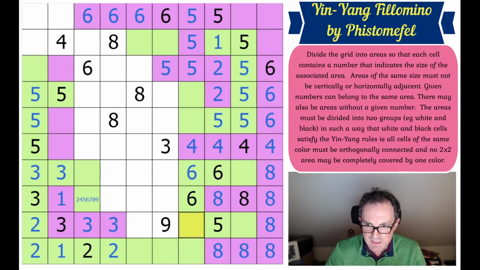The 5 has to get out. So it's got to take at least those cells. We don't know whether this is a solitary 1. This square must be purple to avoid a 2 by 2.